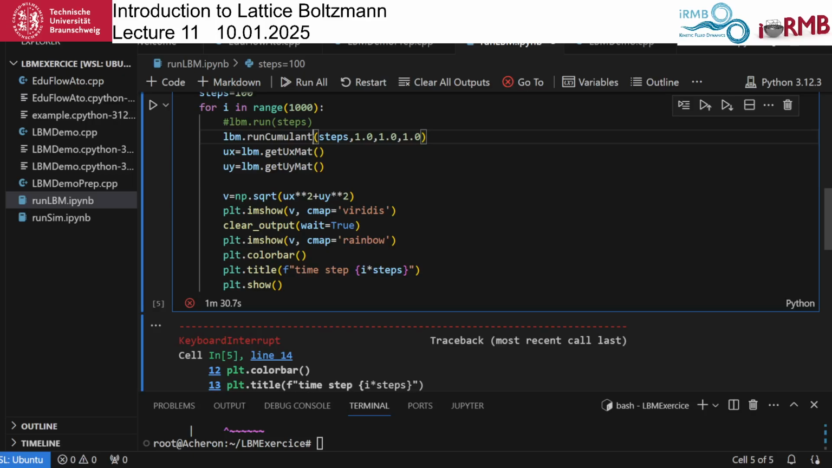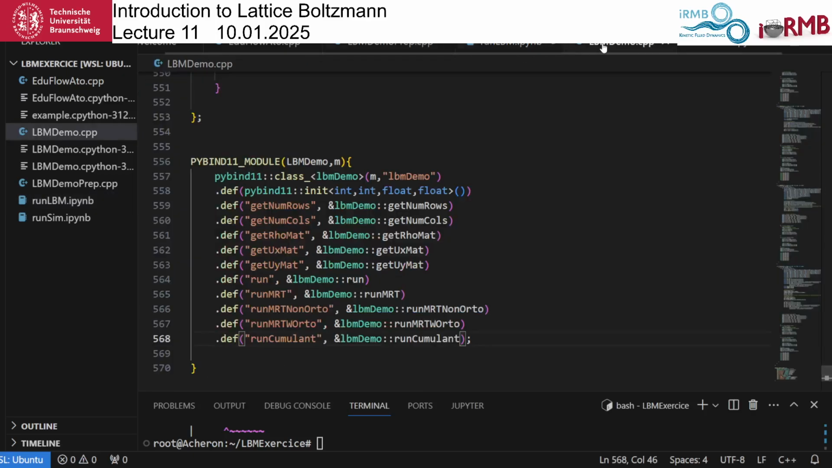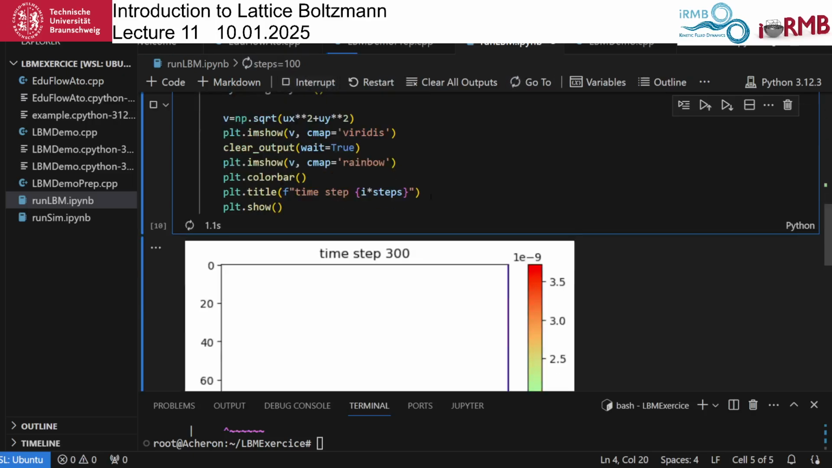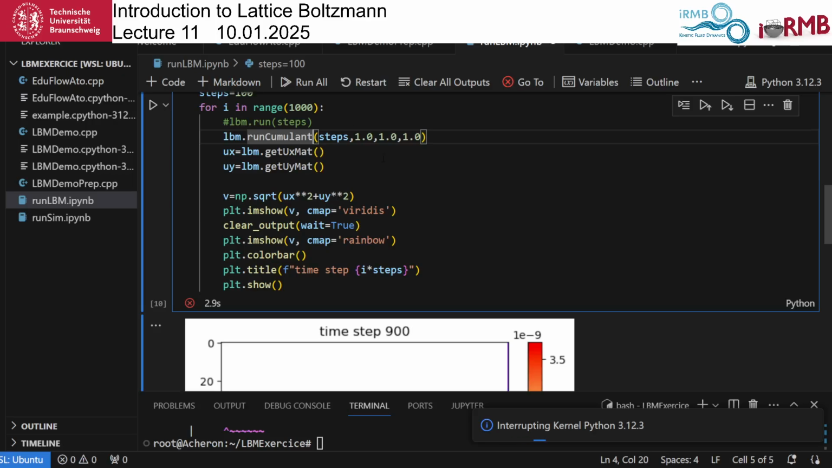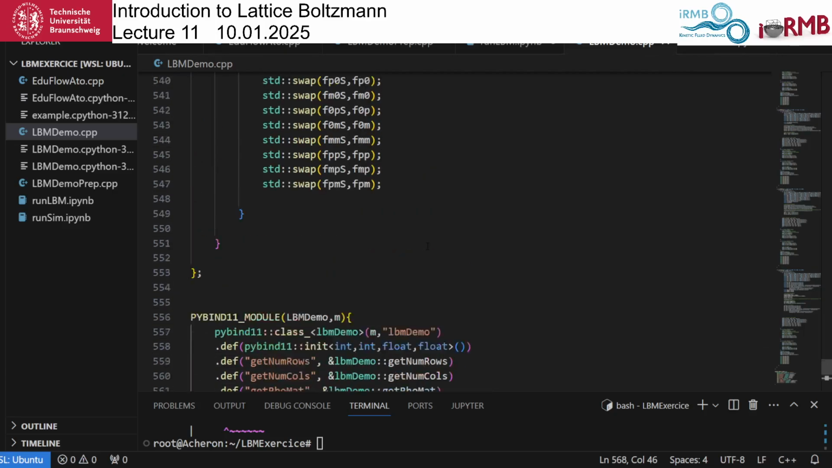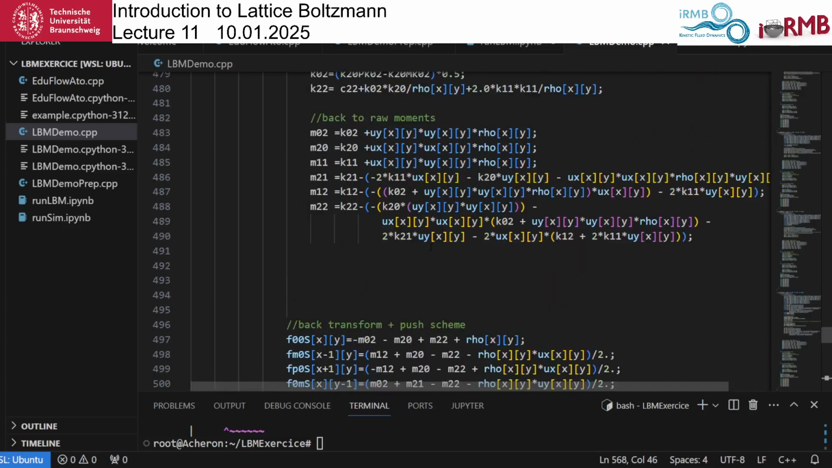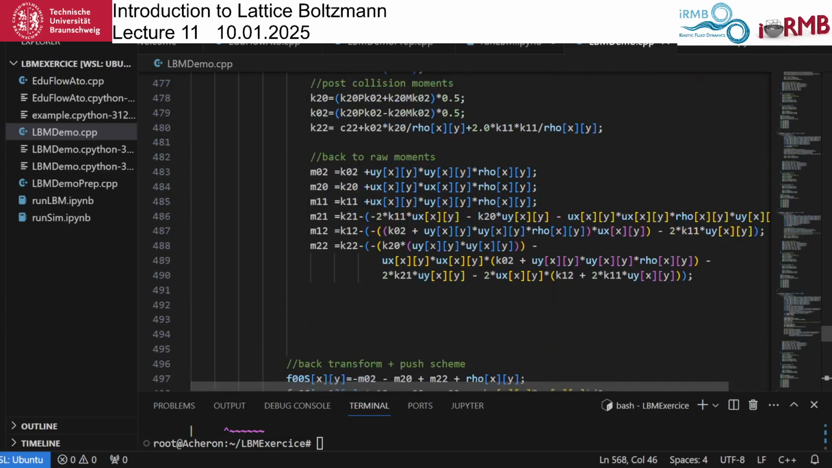Did I call it cumulant or cumulants? Cumulant. Okay, let's try to run it with cumulants. Oh, immediately crash. Okay, so we did something wrong. If it crashed so quickly, then we did something wrong. Let me see whether this is a problem that we can easily fix. Otherwise, we are in big trouble today.